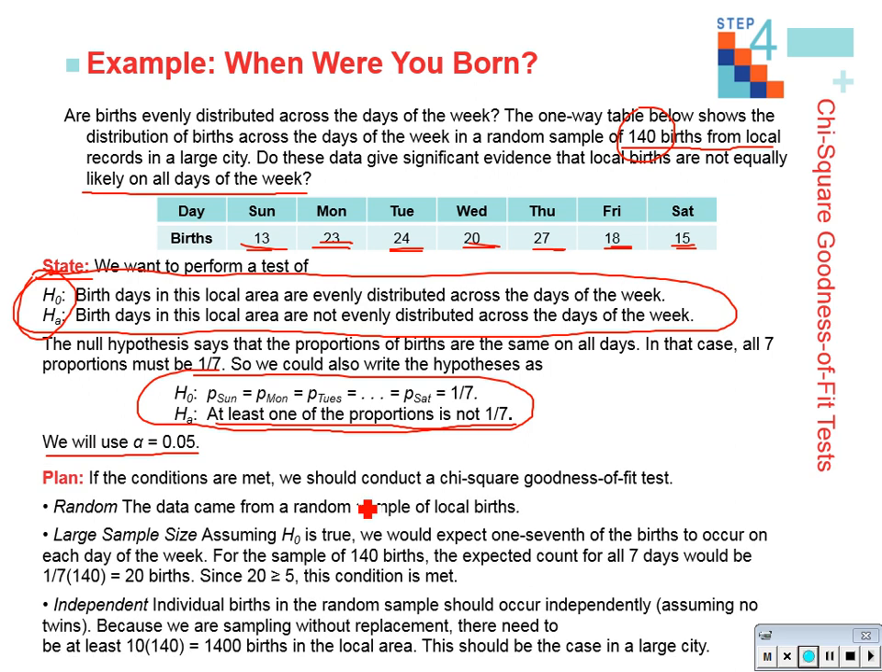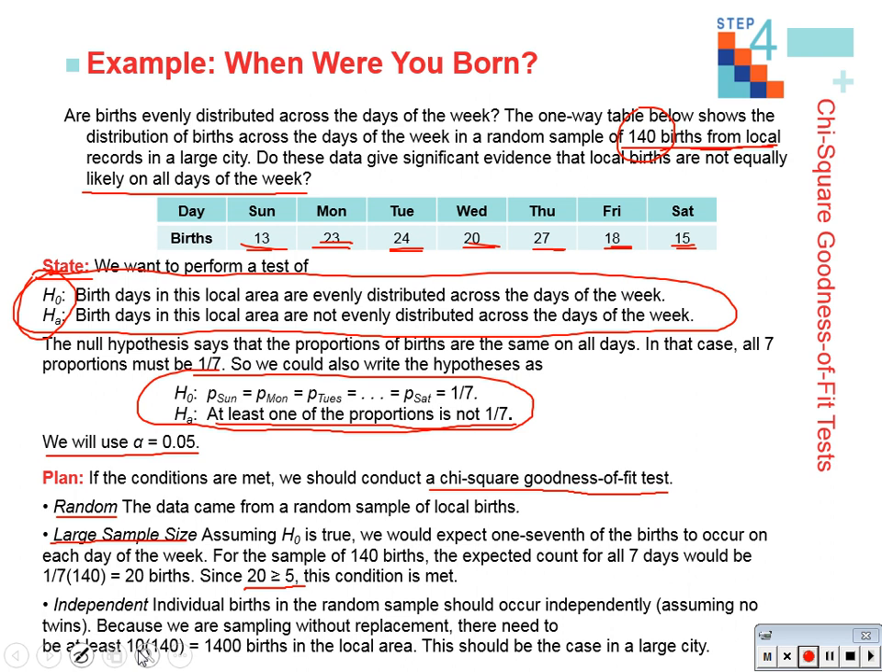In the plan, we want to mention two things. One, what kind of test we're going to do. This is a chi-square goodness of fit test. Then we want to check the conditions. We want to check first that the data was collected from a simple random sample. Then the large sample size, so expected counts. If there are 140 births and 7 days in a week, we would expect that each of the days would be 20. Since those counts are more than 5, we're okay there.